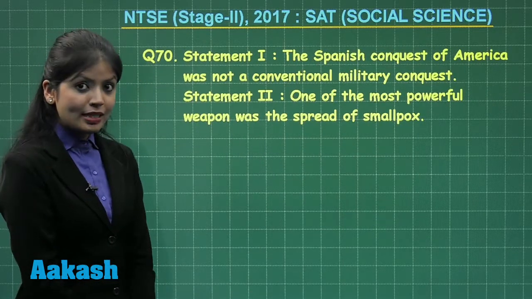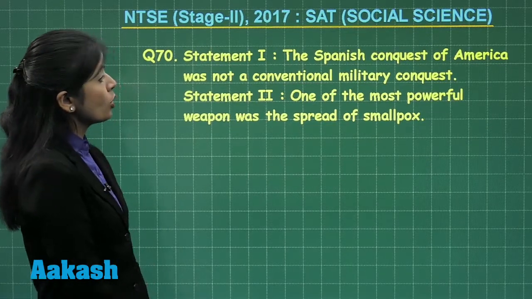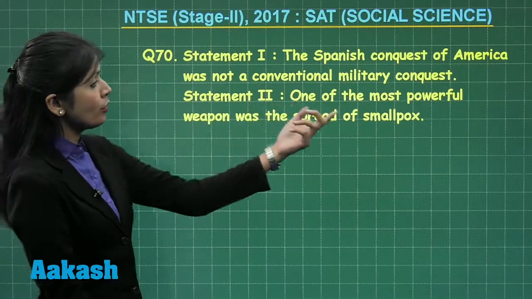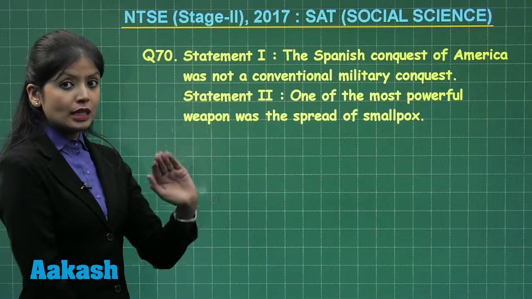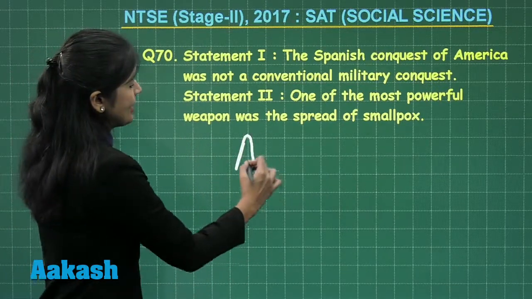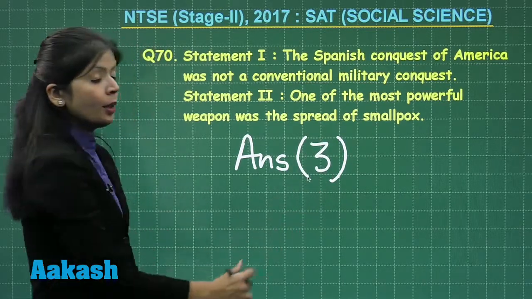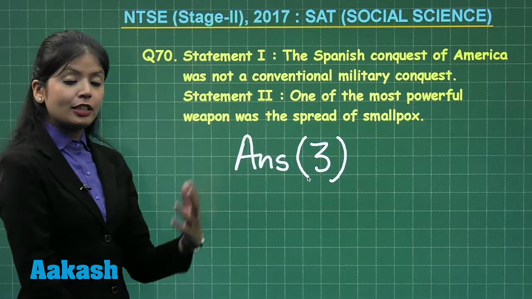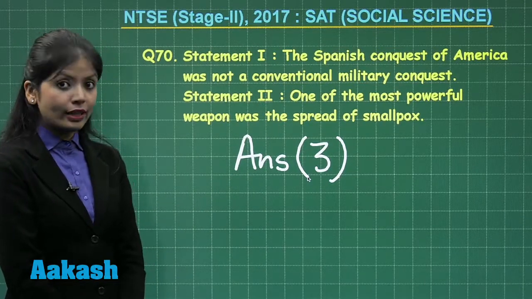Let's look at question number 70. Statement 1 says the Spanish conquest of America was not a conventional military conquest. Statement 2 says one of the most powerful weapons was the spread of smallpox. When you see both of them together, you can easily see that the answer should be option number 3, where both the statements are true and statement 2 provides the explanation for statement 1. Let's move ahead to question number 71.